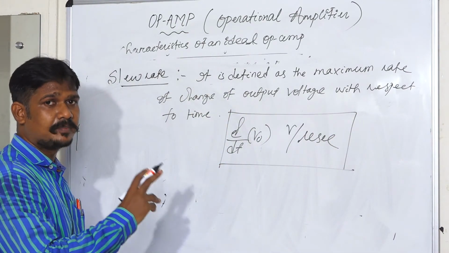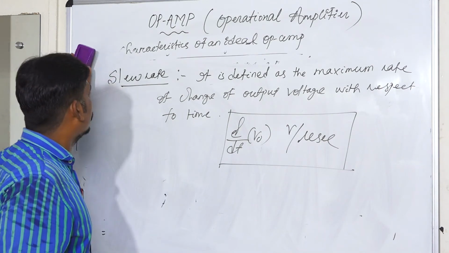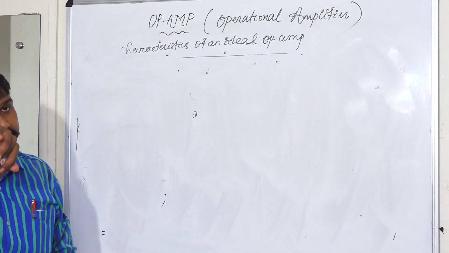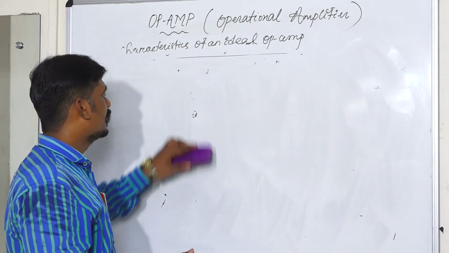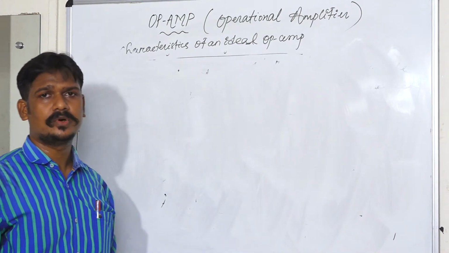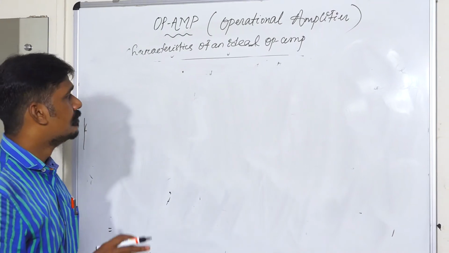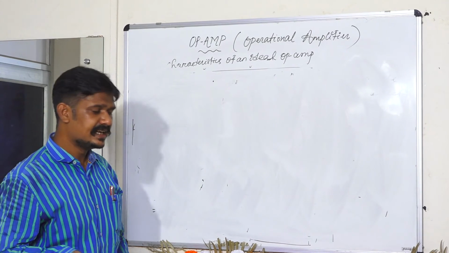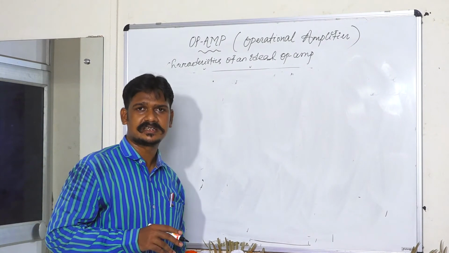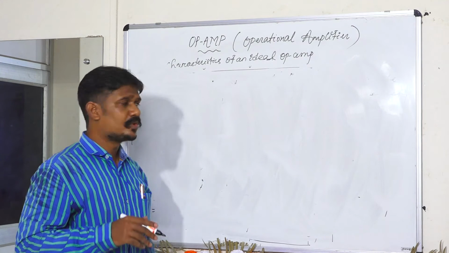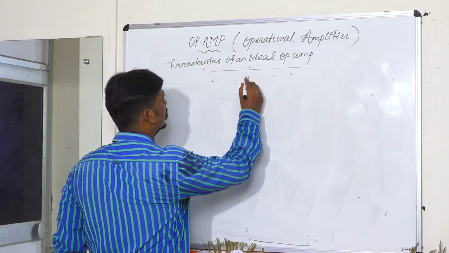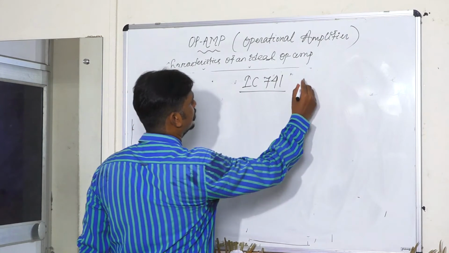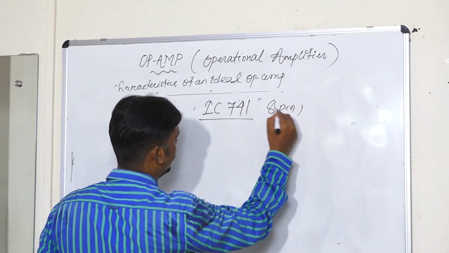So the last thing is the pin diagram of the op-amp. Nowadays op-amps are available in the IC form. So we commonly use IC 741 for the purpose of mathematical operations like addition, subtraction, integration and differentiation, and for most of the practicals conducted in the laboratory. So let's see the pin configuration of IC 741. It's an 8-pin package.